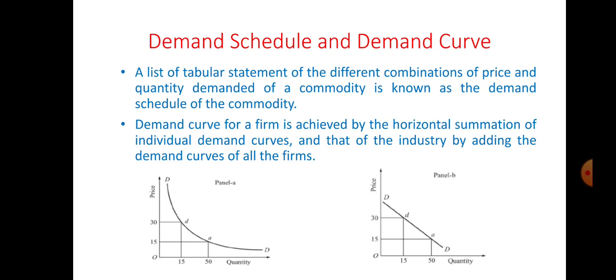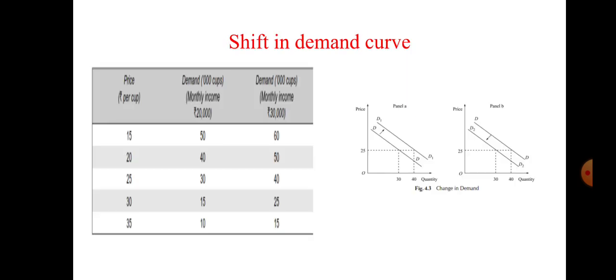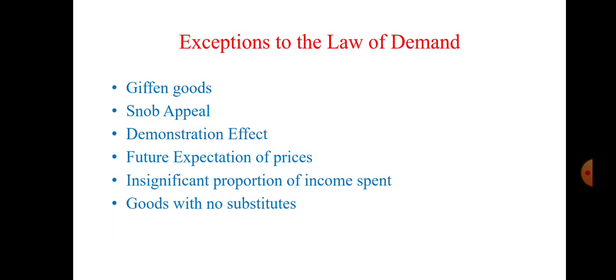Demand curve for a firm is achieved by the horizontal summation of individual demand curves, and that of an industry by adding the demand curves of all the firms. Suppose we want to plot the same for different businesses in a market, if we write that, that is called a demand curve. This is the demand schedule, the tabular expression, and the graphical expression is the demand curve.